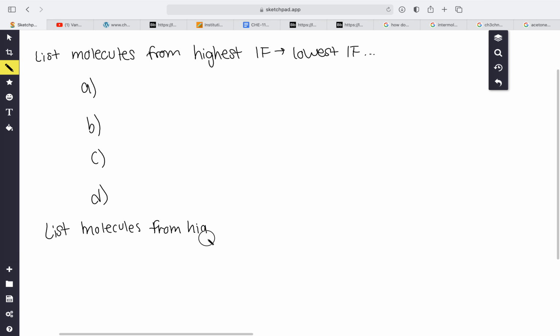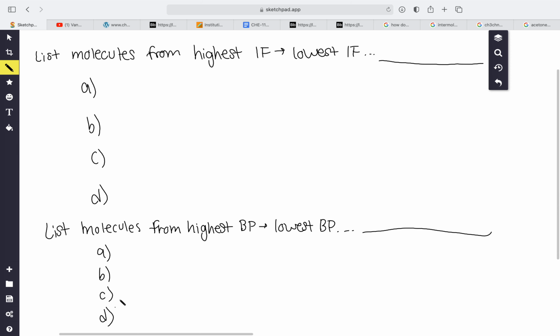From highest boiling point to lowest boiling point. I'd like a little line there so you guys can write the answers. Okay, so we'll do C2H6, we'll do C4H10, C6H14, and then we'll do C8H18, I believe would be the amount.